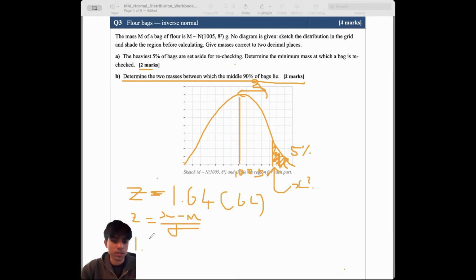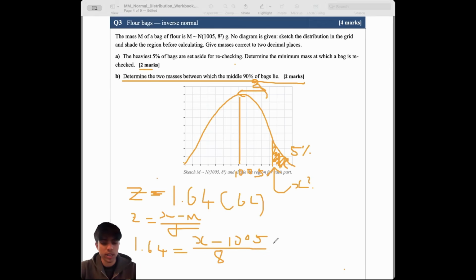So we should have 1.64 is equal to the X value of this point, which is what we're trying to solve, minus the mean, which is 1.005, and this whole thing divided by the standard deviation of 8. And if you crunch this into the calculator, you should get the exact same answer as the inverse n solution, which would give you 1018.16. So yeah, that's how you'd go about it.